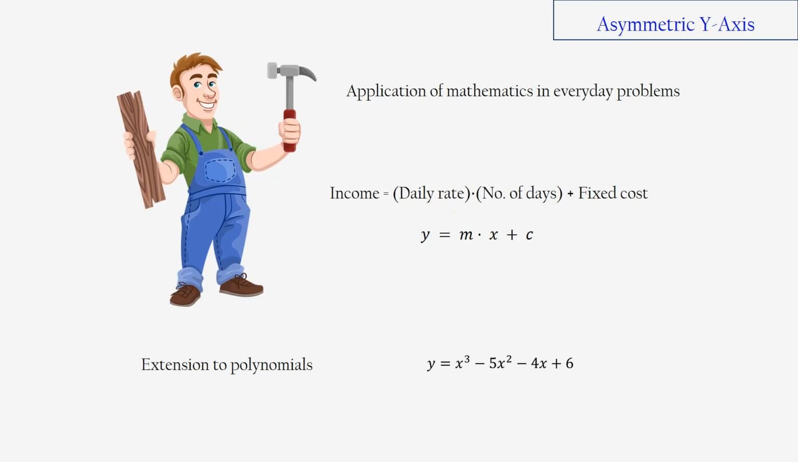This process gradually paved the way to more advanced relations, such as polynomials. An example of which is y equals x cubed minus 5x squared minus 4x plus 6. The simplest example of a polynomial is a quadratic relation. For example, if we throw an object into the air, we can calculate the time it would take to hit the ground. Since gravity imparts an acceleration to the object, and acceleration is the rate of change of velocity, which itself is the rate of change of distance, the resultant equation is quadratic in time.